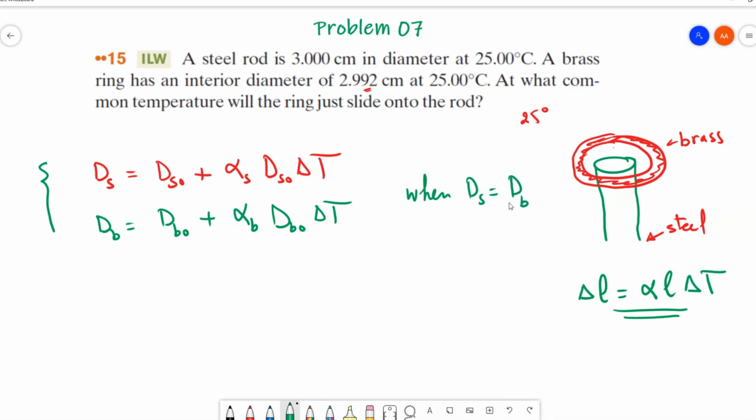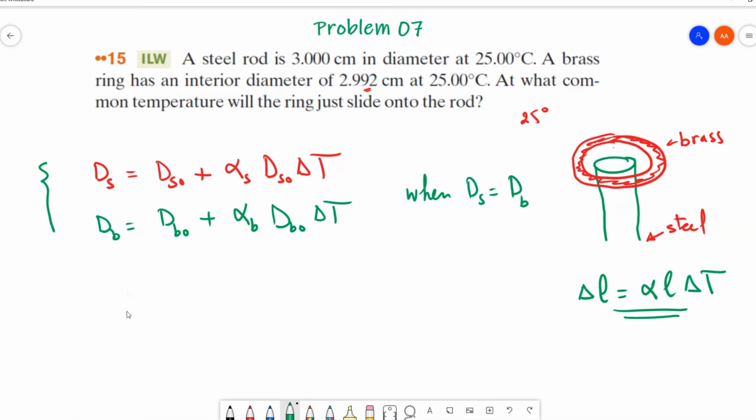Why am I doing this? The diameter here is equal to this diameter, because I'm looking at the moment the brass here or the ring will slide. It will slide at the moment they have the same diameter. I remind you that the ring has a smaller diameter. It will increase until the moment it has the same diameter, and then it will slide. That's why I will solve this one. So ds is equal to dB, and I will find delta T.